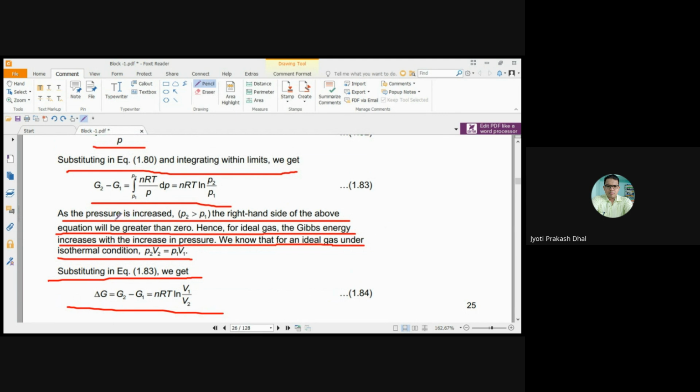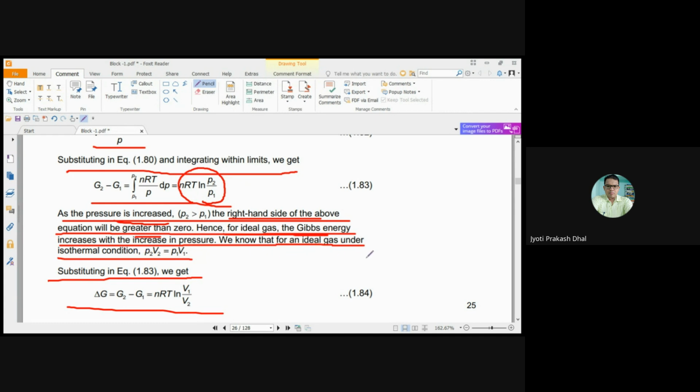And again, as the pressure is increased, that is P2 is greater than P1, the right hand side of the above equation will be greater than 0. That means as the pressure increases, this value will be greater than 0. Hence, for ideal gas, Gibbs free energy change increases with increase in pressure.